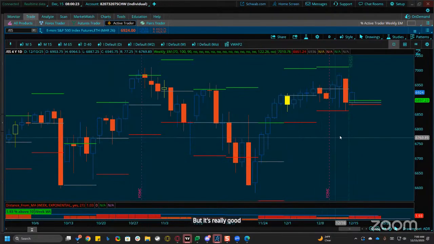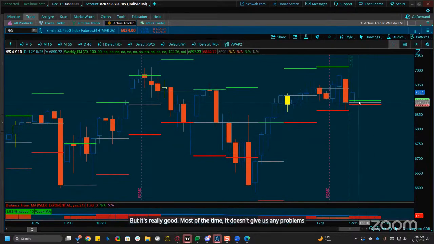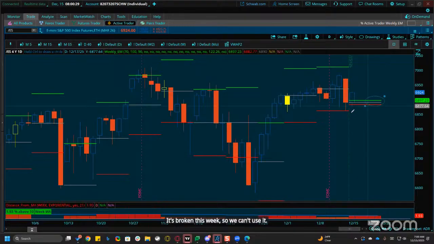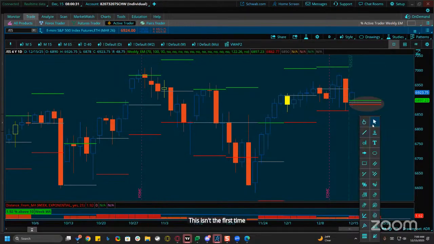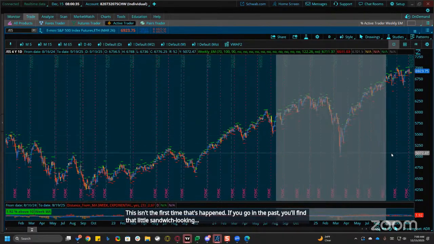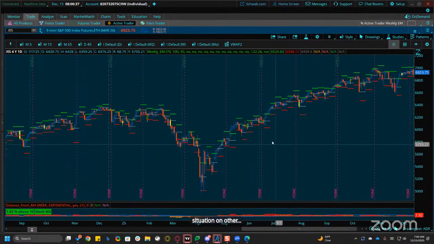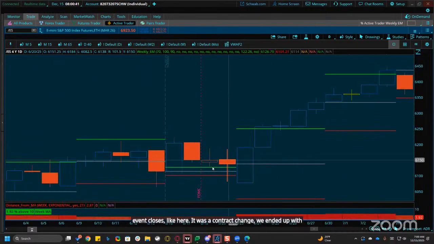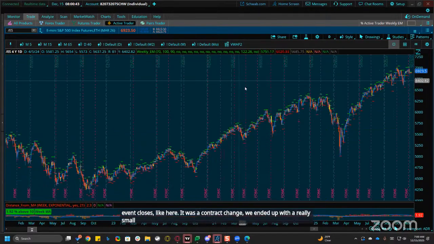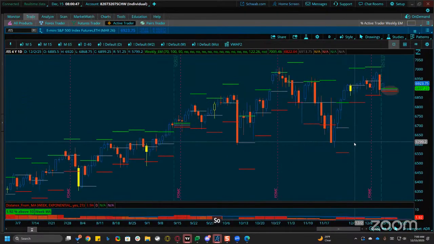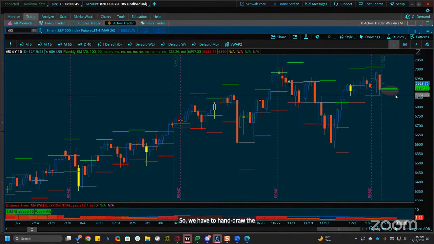Most of the time, it doesn't give us any problems. As you can see, it's broken this week, so we can't use it. This isn't the first time that's happened. If you go in the past, you'll find that little sandwich looking situation on other event closes, like here. It was a contract change. We ended up with a really small broken weekly expected move range. So we have to hand draw the levels this week.